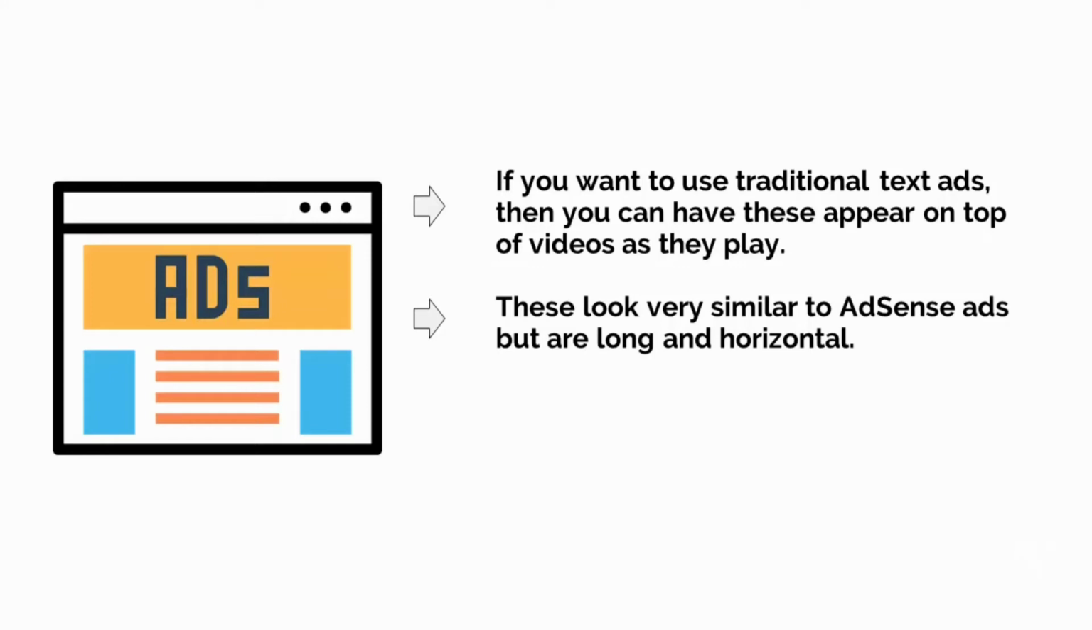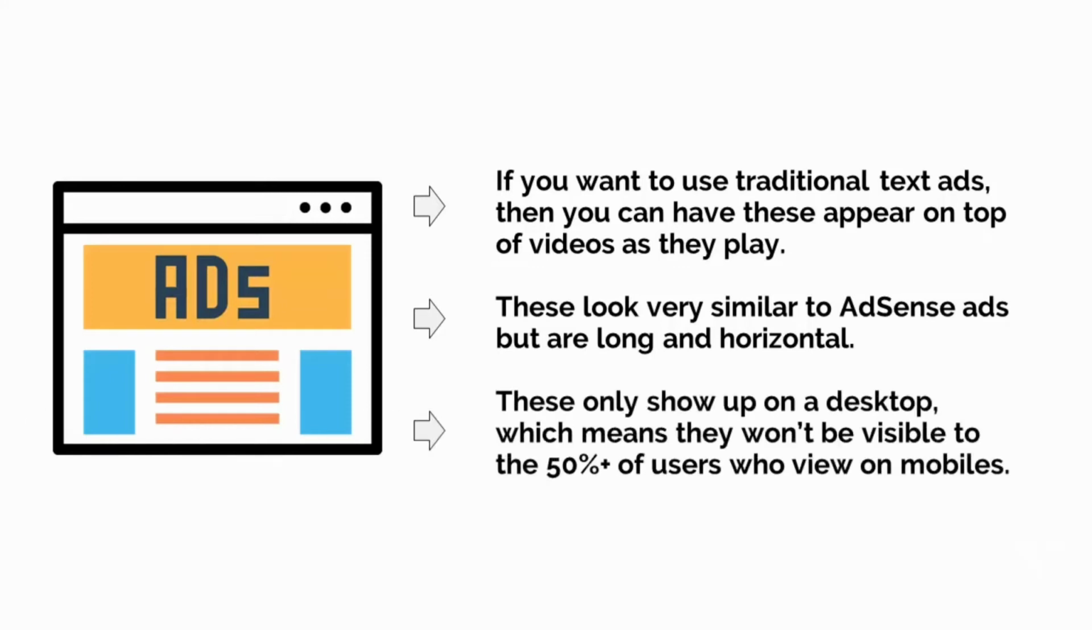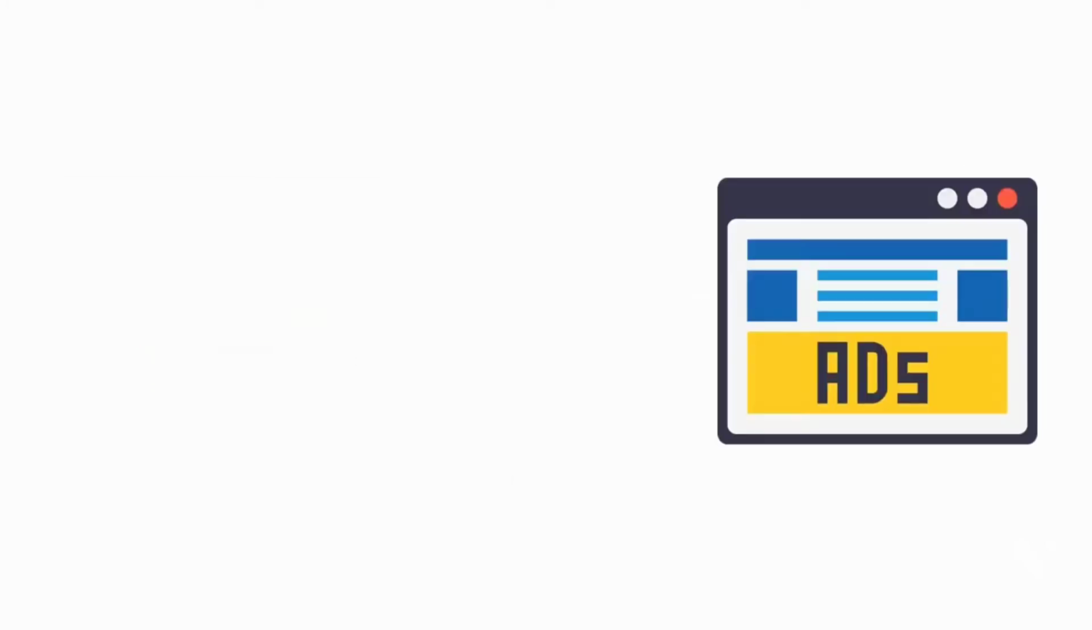These look very similar to AdSense adverts, the ads that appear on websites, but are long and horizontal. These only show up on the desktop mind, which means that they won't be visible to the 50% plus of users who view them on mobiles. But then again, desktop users may be more likely to convert for your specific type of content.